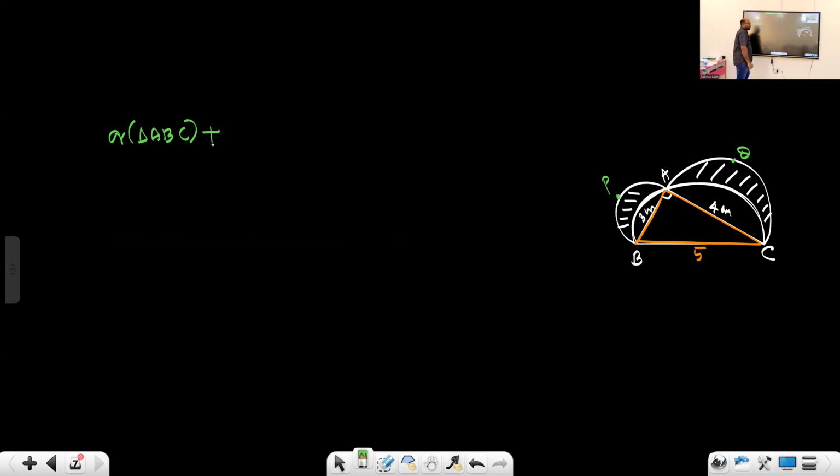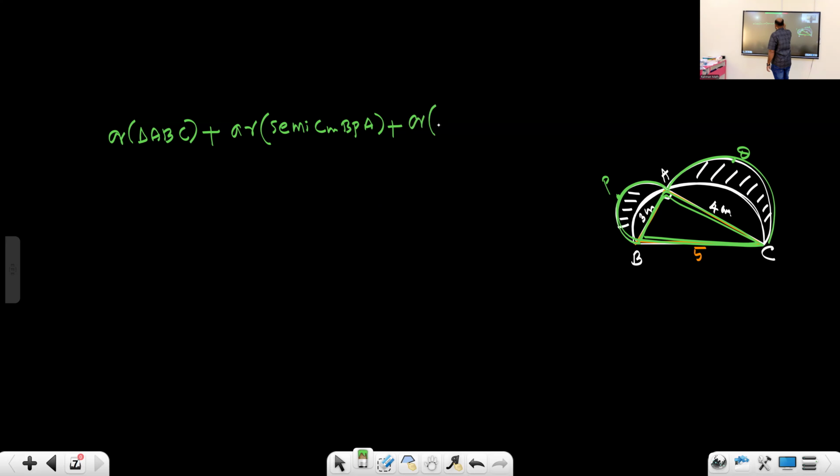Plus ABC area, meaning whenever I'm saying area, that completely will come, inside also will come, plus area of semicircle BPA. I added this semicircle along with the triangle. Now add AQC also, plus area of semicircle AQC. So you got the whole area.